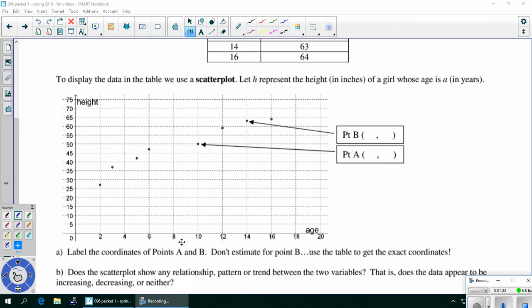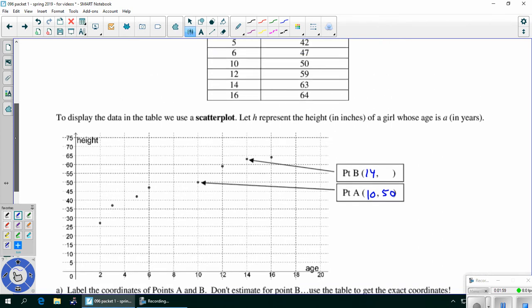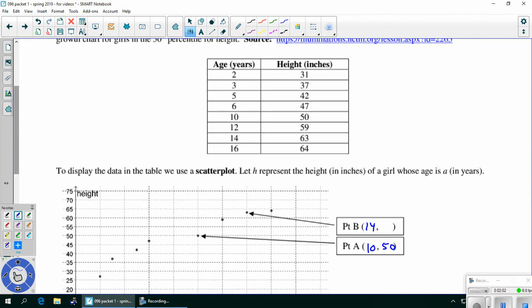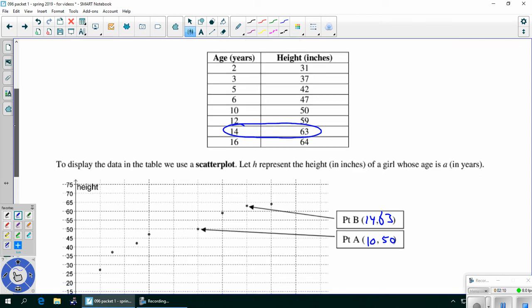So point A, just reading the coordinates off of the graph, I see 10 for the input and 50 for the output. So that is a girl of age 10 has a height of 50 inches. And then point B, I can see 14 is the input, but the output is something between 60 and 65. Maybe it's 62, maybe it's 63, but we don't need to guess because these points came directly from the table. So let's look for the 14 in the table. We see, okay, 14 is right there, and that means it's a 63. Okay, so that table just naturally gives rise to this scatter plot.